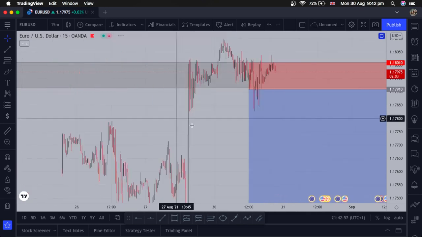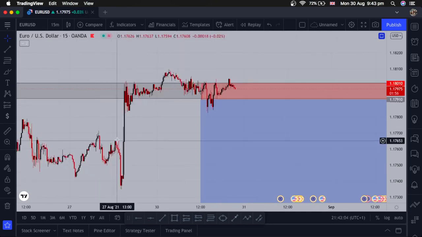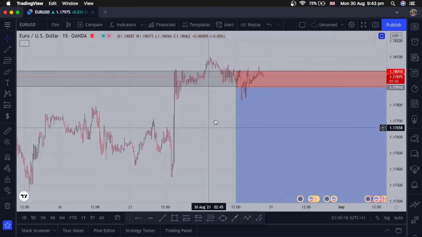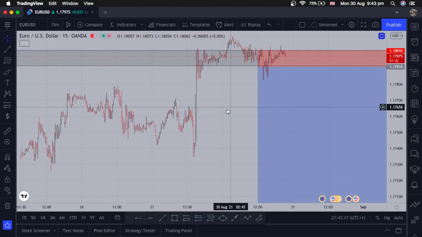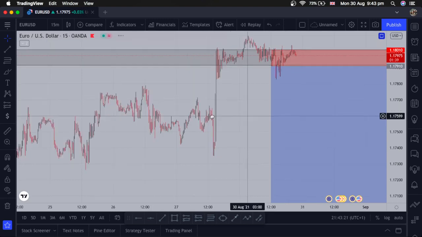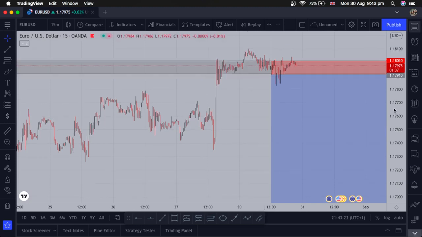I always keep my history, and there's also an imbalance, where there's only a candle in between a wick to a wick, where the market needs to come back down and fill this imbalance up. So that's another confirmation of why we should go down. So yeah, that's it for Euro USD.